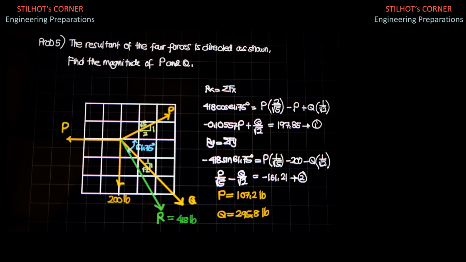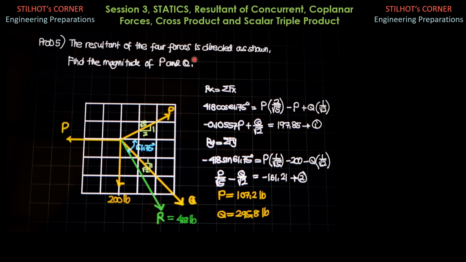Here is another lecture video and sample problem videos on the applications of finding the resultant of concurrent force systems, 2D and 3D, as well as the applications of vector product, or cross product, and the scalar triple product. So problem 5. The resultant of the four forces is directed as shown. Find the magnitude of P and Q.